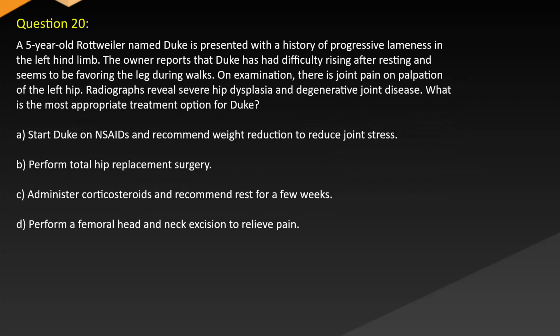Question 20. A 5-year-old Rottweiler named Duke is presented with a history of progressive lameness in the left hind limb. The owner reports that Duke has had difficulty rising after resting and seems to be favoring the leg during walks. On examination, there is joint pain on palpation of the left hip. Radiographs reveal severe hip dysplasia and degenerative joint disease. What is the most appropriate treatment option for Duke?